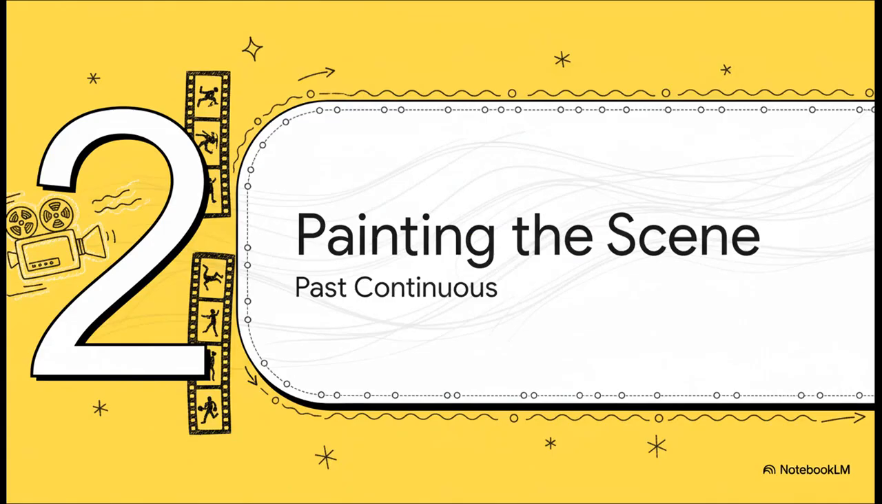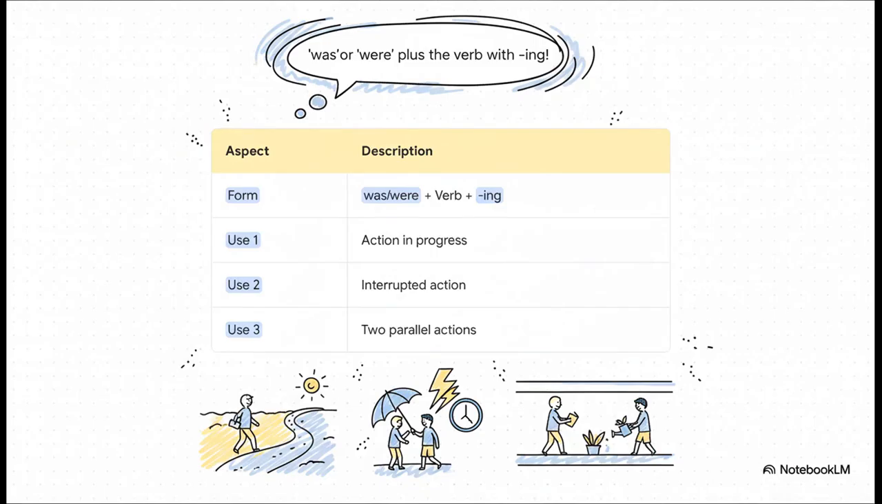Okay, let's move on to our next tool. If the past simple is that snapshot, then the past continuous is like the moving camera. It's the one that sets the scene. It's all about describing the background action. The secret sauce here is the structure. Was or were plus the verb with an ing at the end. And this little formula lets us do some cool stuff, like describe an action that was in progress, show an action that got interrupted, or even talk about two things that were happening at the exact same time.